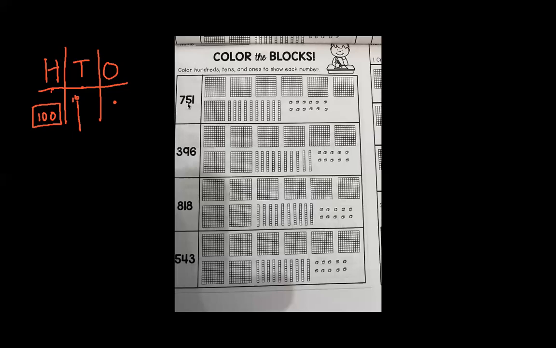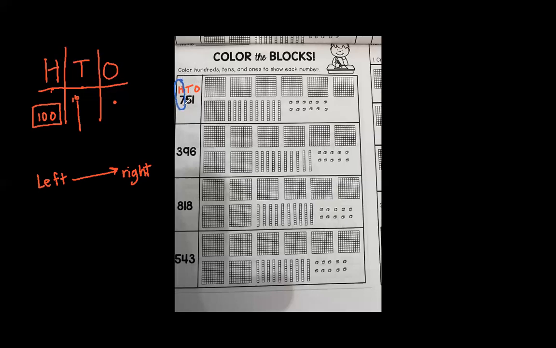This is the number 751. 751 has a hundreds place, a tens place, and a ones place. Notice that we read from left to right. And when we read our numbers left to right, we start with the greatest place value. Let's look at the hundreds place.